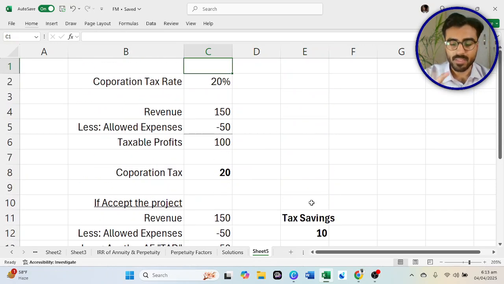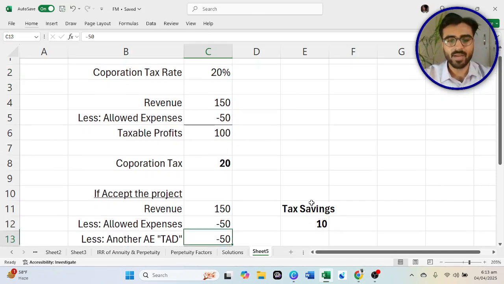In the next video, I'll be showing you the detailed calculation for these figures, and will tell you what is meant by this TAD figure.